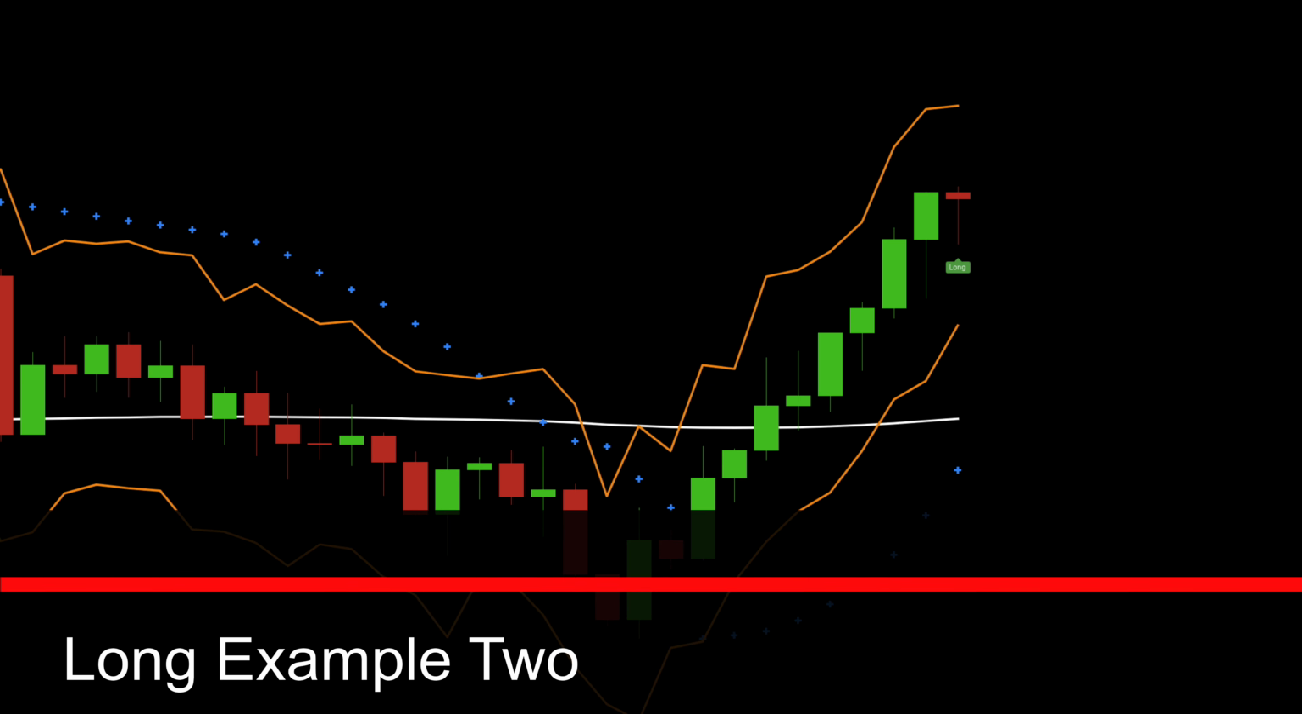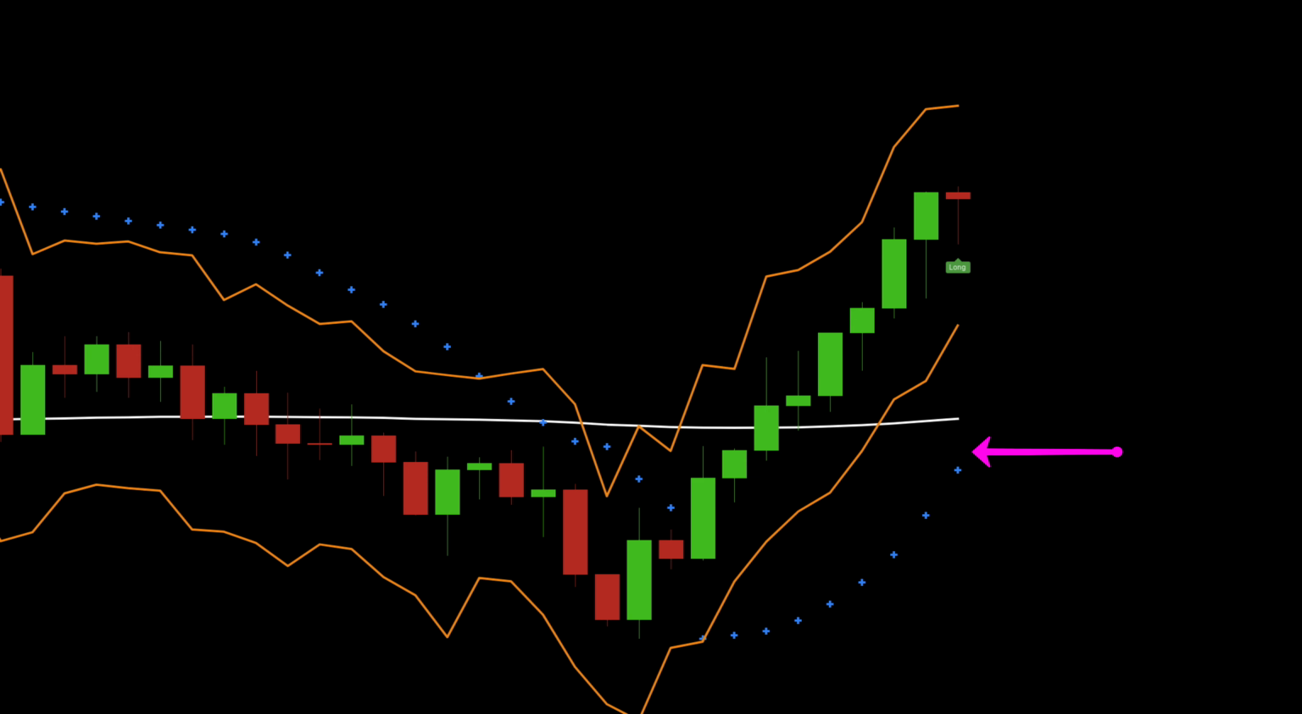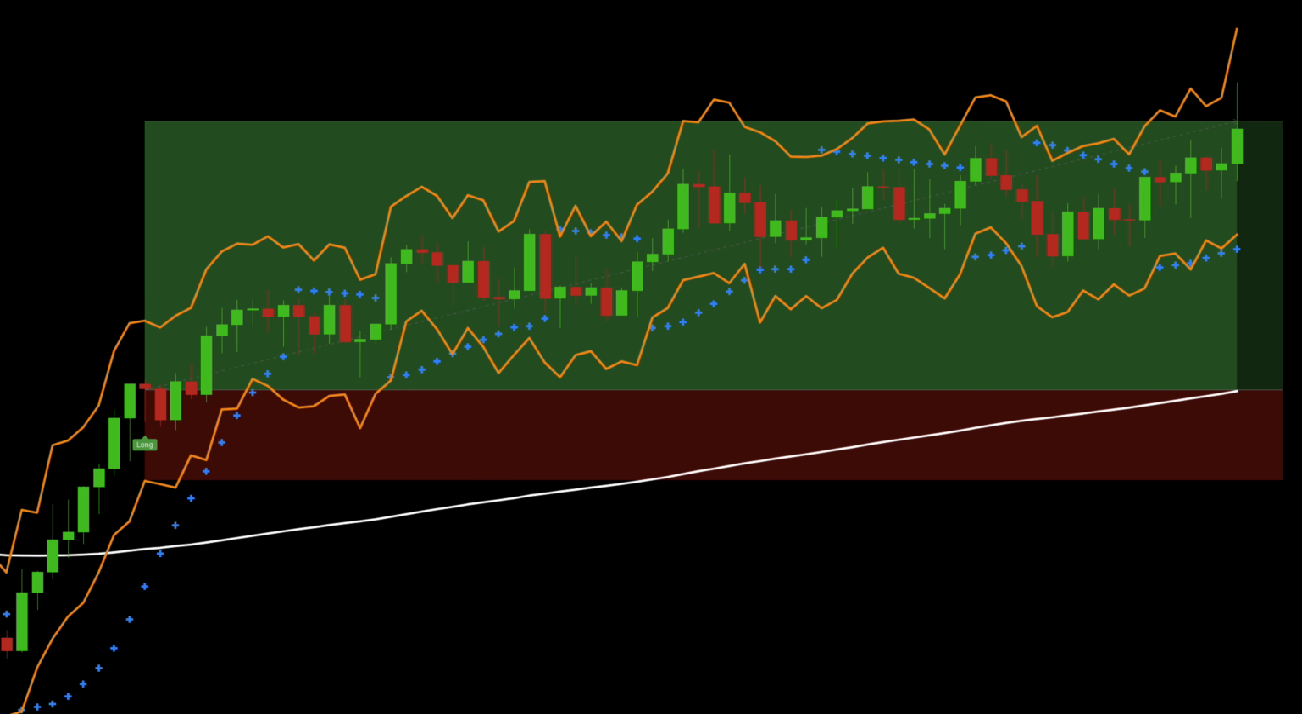I have one more long example. Price is trading above the 200 EMA. There is a Parabolic SAR buy signal. The RAS says to long. Everything converges on this candle and it serves as our trigger. The stop is placed at 2 times the ATR and 1 to 3 is our target. And long example 2 grinds to the target level.